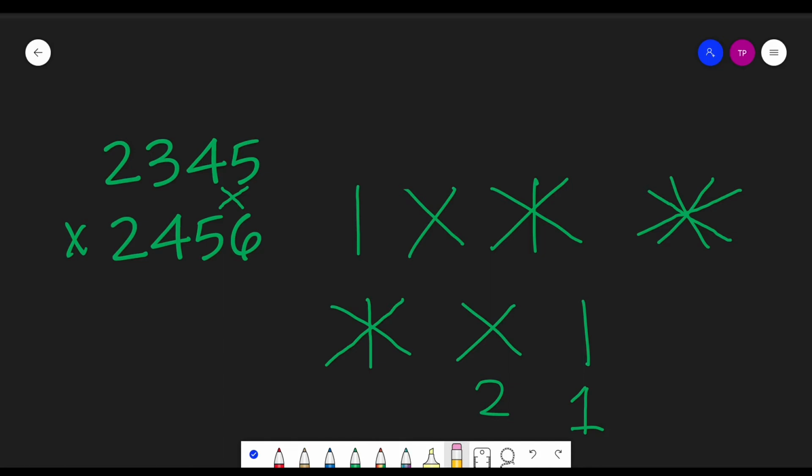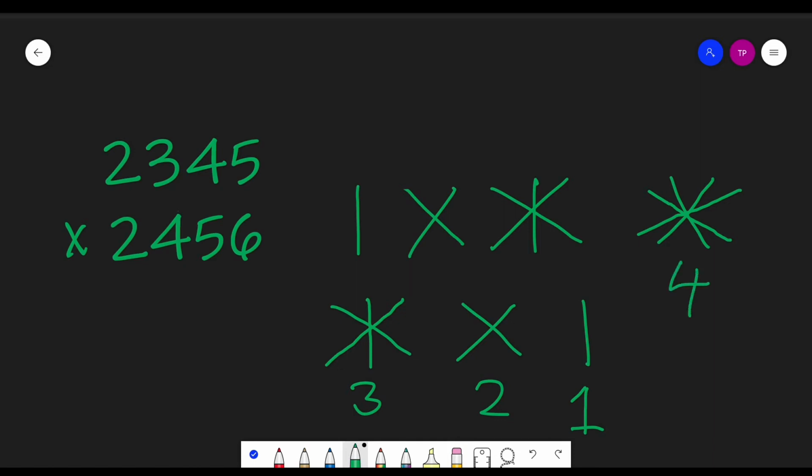And after that, it's a third step. So the third step is like this. Let me show you. 3 times 6, 5 times 4, and 4 times 5. So yeah, that's the third step. Now we'll go on to the fourth step.